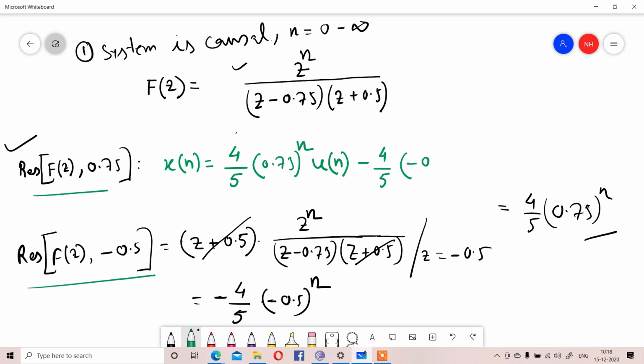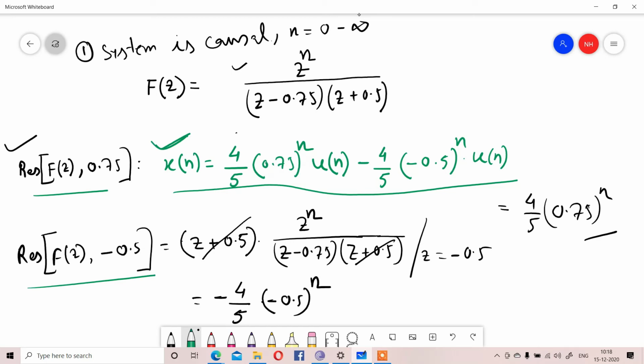Okay, residue for 0.75. So just first let me write down the answer, then I'm again showing you. So minus 0.5 whole to the power n. Again, this is causal, so u(n). So when the system is causal, that will be your result. Keep in mind, I have not considered the anti-causal part till now. So that is not your final result. The result when the system is causal.